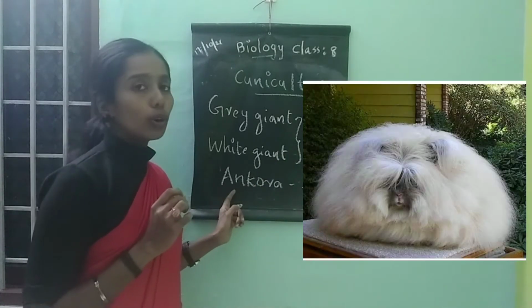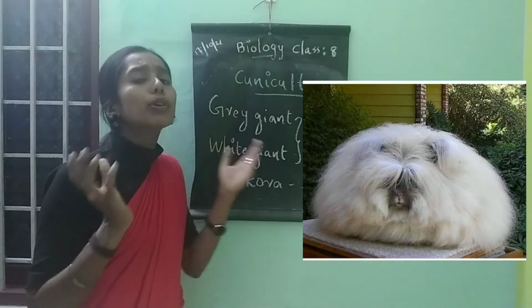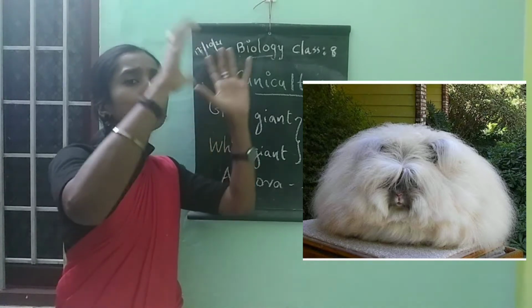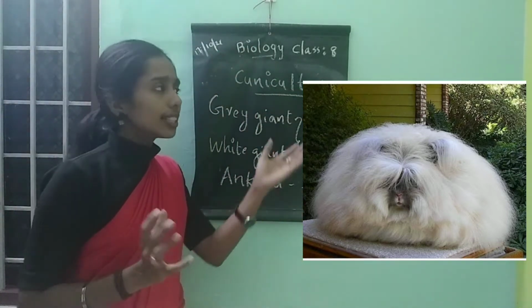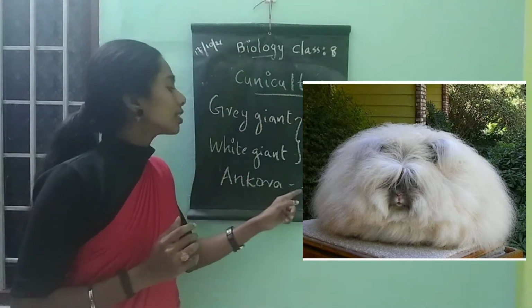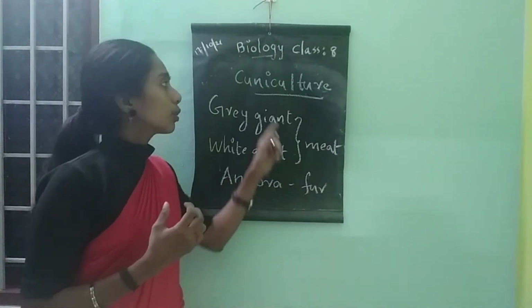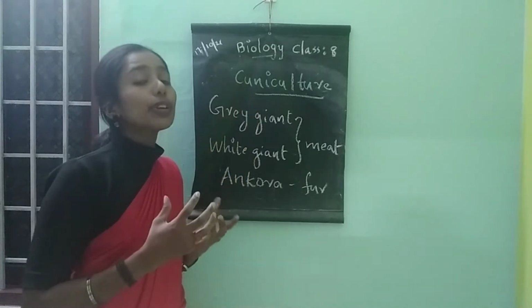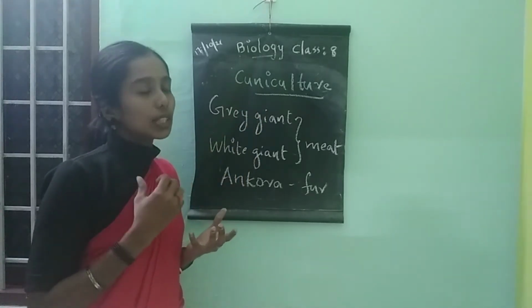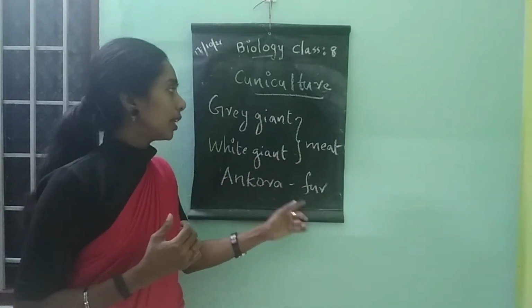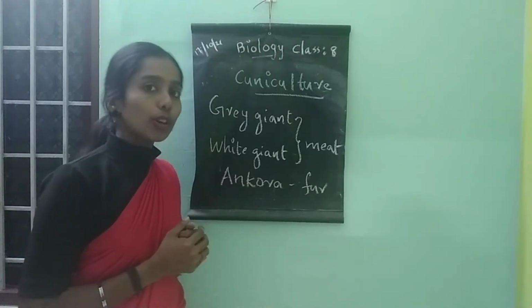Next is Angora. You can see the picture. It's very beautiful to see because it's completely covered with fur. It is used for the purpose of taking the fur. So cuniculture means a scientific way of rearing rabbits mainly for meat and fur. These are the varieties.